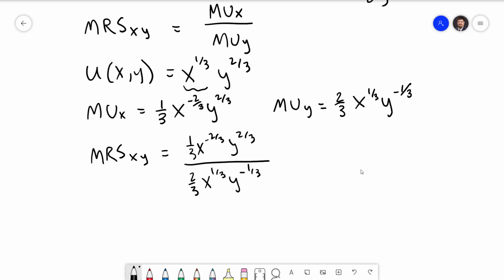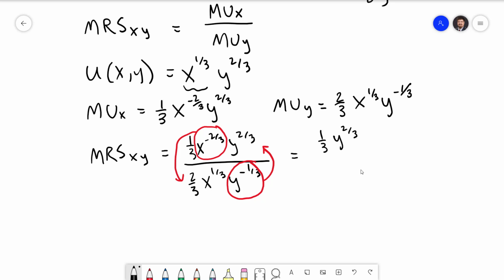This is where it's helpful to remember our rules for exponents. If we have a negative exponent, that means we can move that part of the expression to the other side of the fraction and flip the negative sign. This means we can take our x to the negative 2/3, bring that down to the bottom of the fraction and get rid of the negative sign. And we can also take our y to the negative 1/3 and take that up to the top and also remove the negative. What we're going to get is 1/3 y to the 2/3.